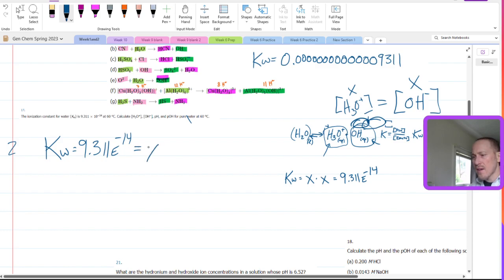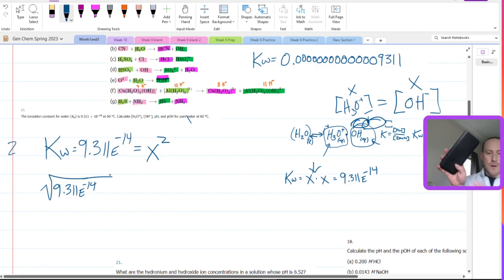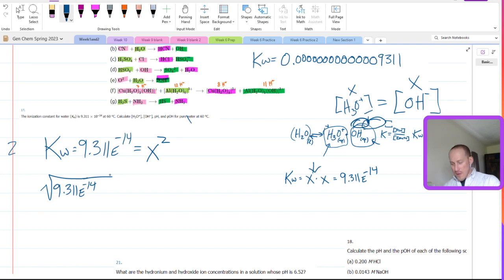And that equals x squared, right? That equals those times each other. So x is the square root of 9.311 times 10 to the minus 14th, which, let's TI-84 for it, or whatever your preferred calculator method is, including doing it in your head. Ooh, my TI-84 is almost out of batteries right now. So let's see if it can make it through this video.